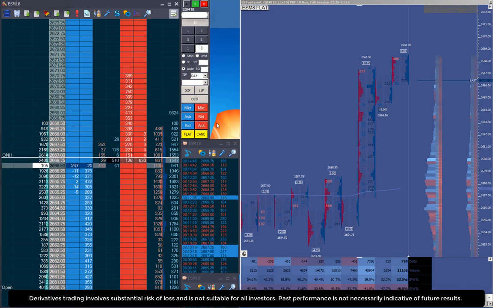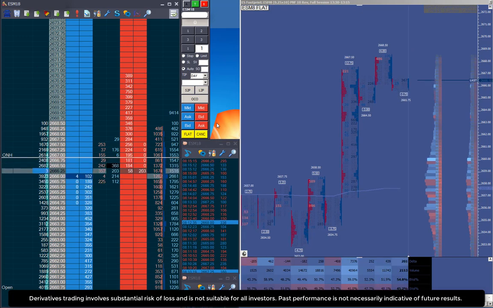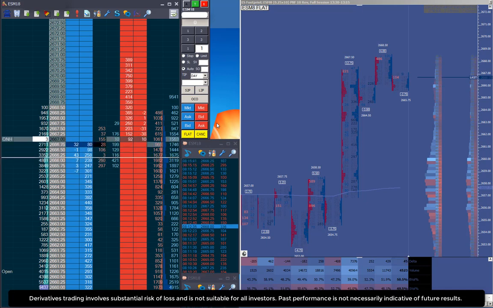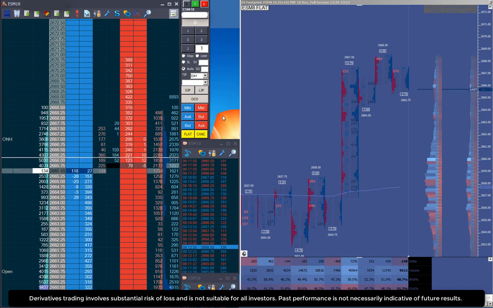Okay, so I'm just going to speed this up so that you don't have to watch this play out in real time. What it's doing is just chopping in this range, and I'm looking for signs that it's going to go in one direction or the other. Okay, let's slow this down again.